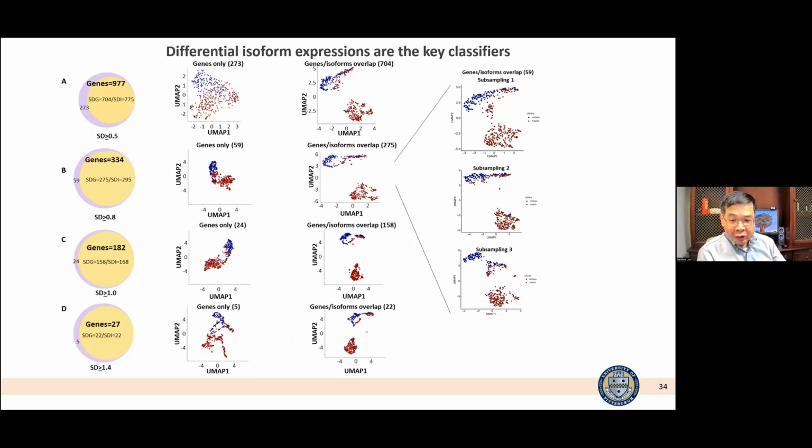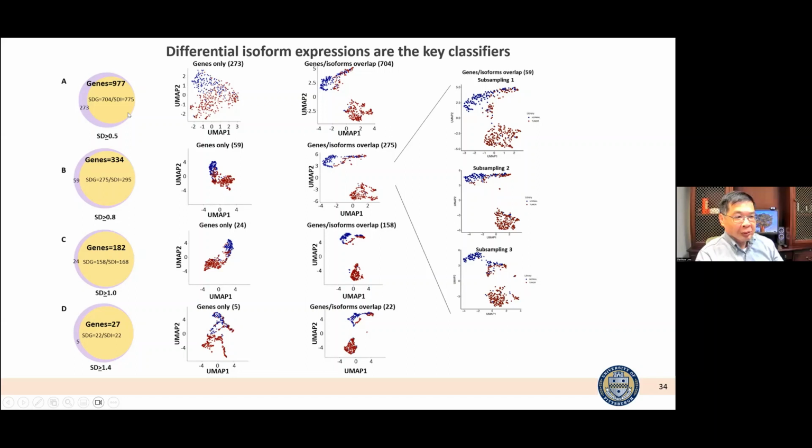Okay, we just do the same thing again. We use the differentially expressed genes and overlap them with the differential isoforms. You can see that when the SD is more than 0.5, you have 273 uniquely gene-expressed, but we have 775 overlapping between the isoform and the gene.